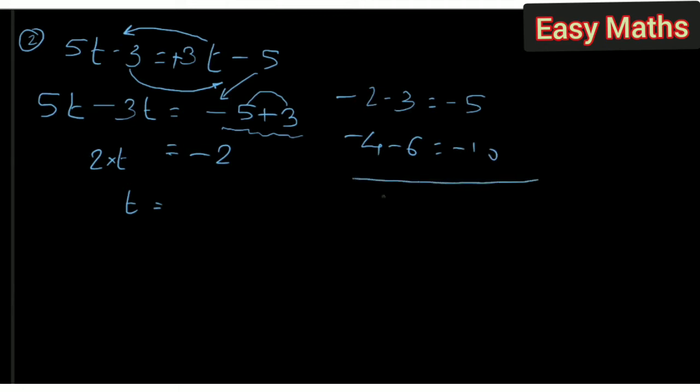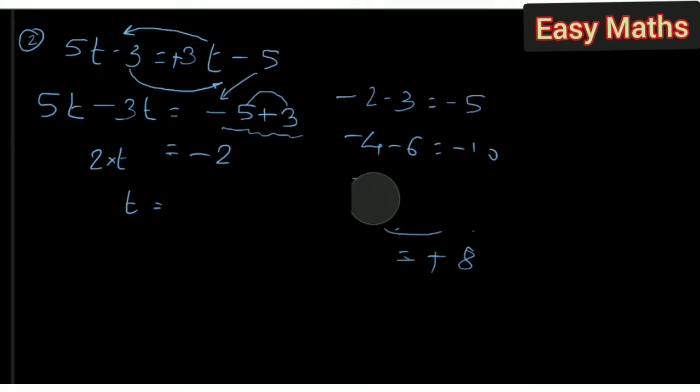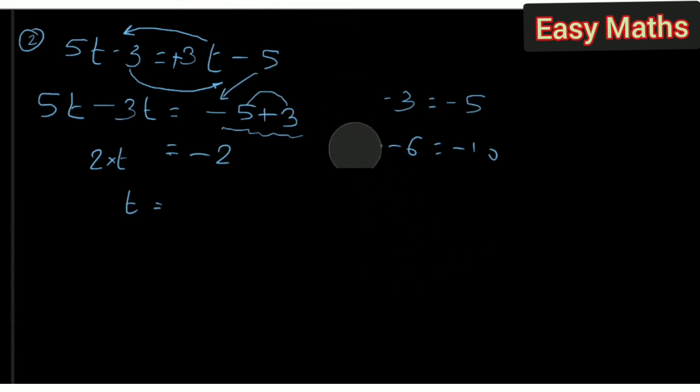Some students are a little bit confused. They think that, sir, minus minus becomes plus. You are right, but minus into minus becomes plus. So this answer is 8. Minus into minus is plus. So minus 2 into minus 4 is plus 8. But while adding or subtracting, if the two terms have the same sign, then we must add.